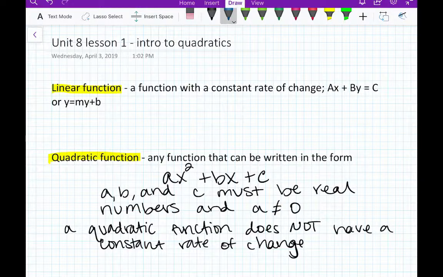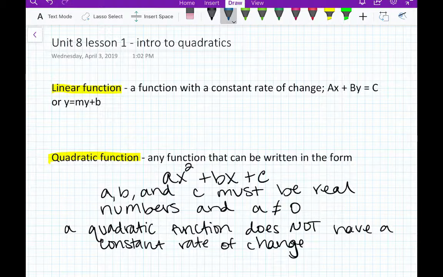This is the video for Algebra Unit 8, Lesson 1. We're going to be looking at quadratic functions. So this will be our intro. I'm just going to remind you of something we learned already, which was a linear function. That's what we studied most of the year. A linear function is a function with a constant rate of change.